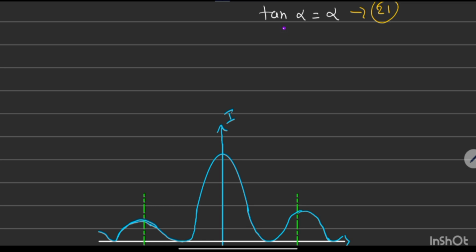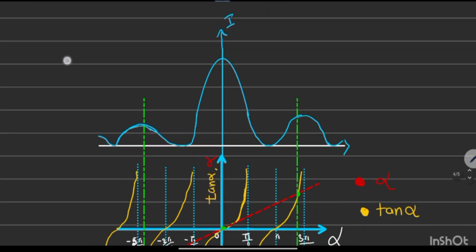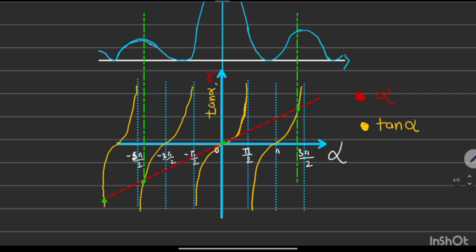Here is the sketch of these two functions, tan alpha and alpha as a function of alpha. As we know, alpha as a function of alpha will be a straight line, that is this line. And what is the tan alpha function? We know tan alpha is a discontinuous function of alpha.